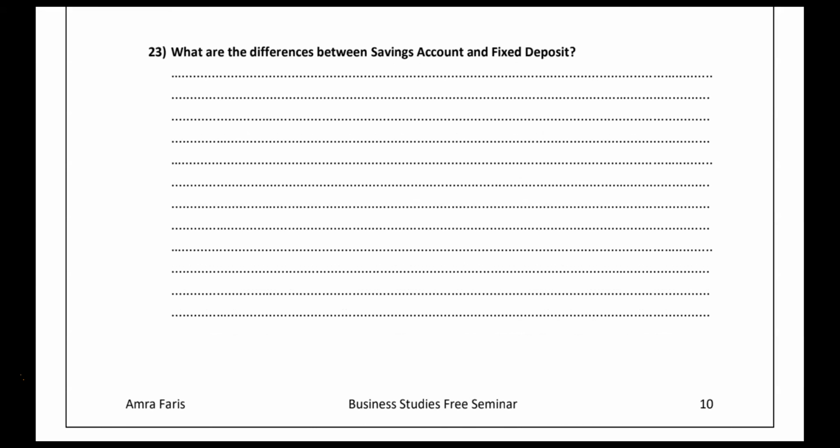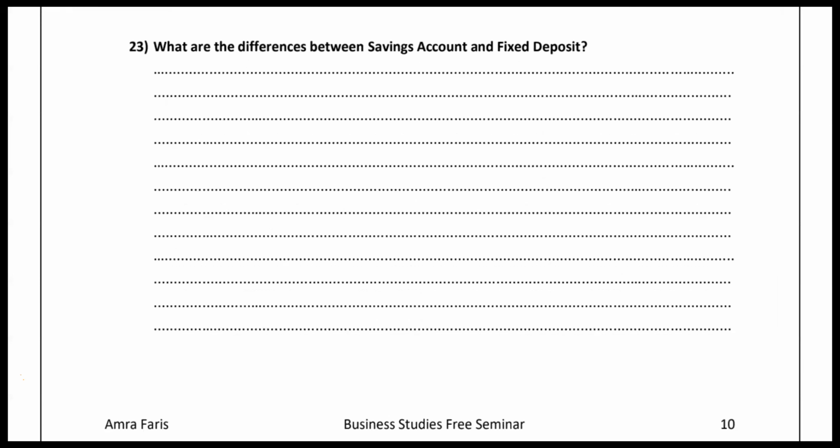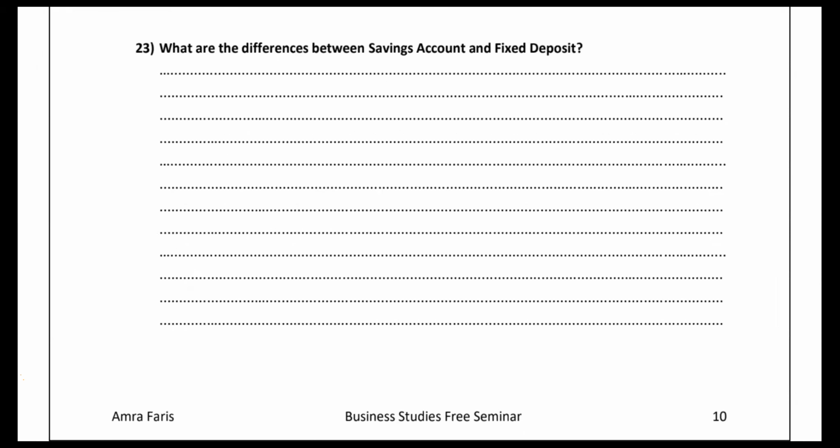Now this revision part is all about savings account and fixed deposit. What are the differences between savings account and fixed deposit? Let's try. I know these are boring, but the speed should be more than this, but I'm just going this way. So, however, tolerate, no option.